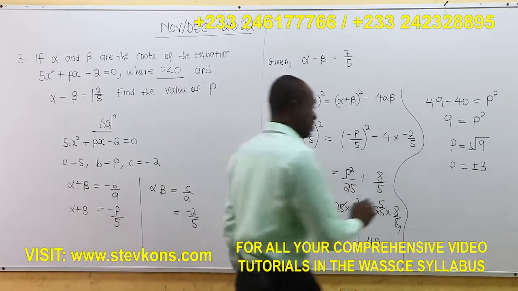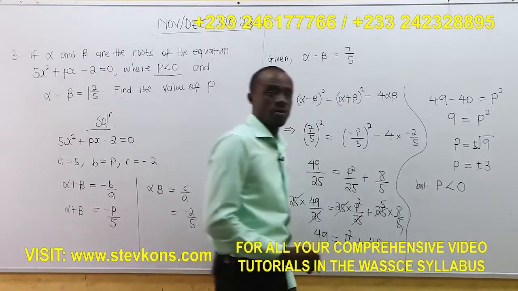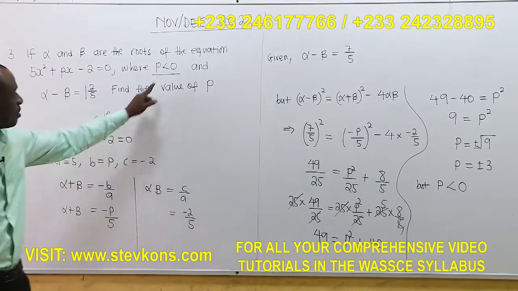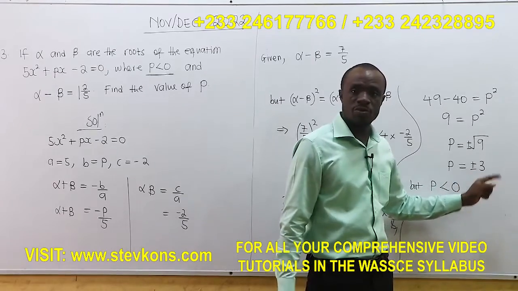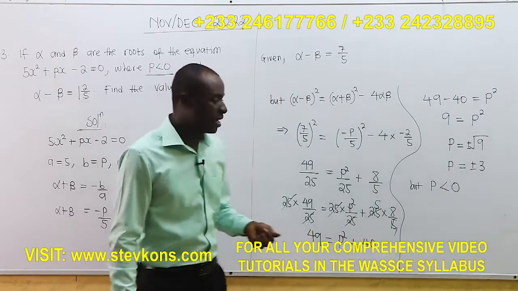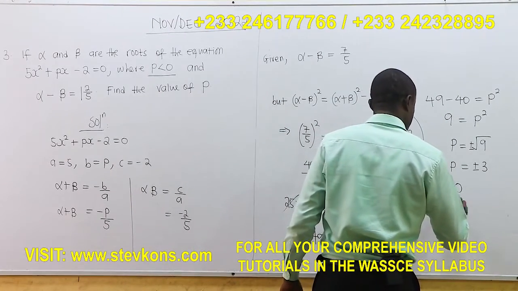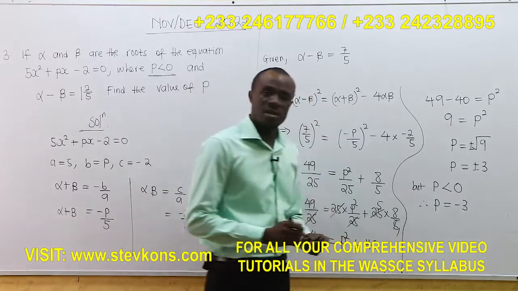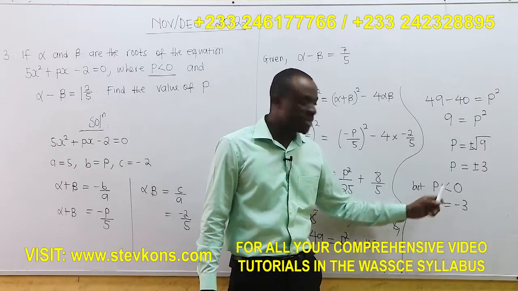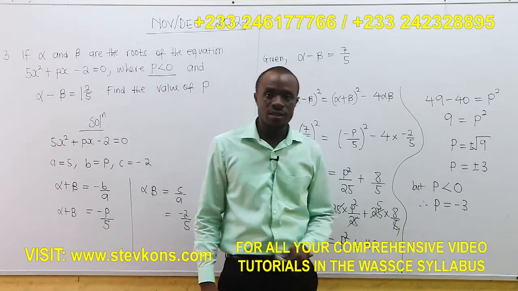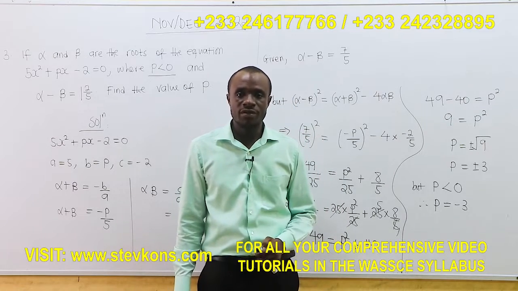But we are given in the question that p is less than 0. So we have two possibilities: p is equal to 3 or p is equal to negative 3. Which one satisfies the condition given to us? Therefore, our p is equal to negative 3. We have positive 3 and negative 3, but the condition says that p must be less than 0. Therefore, p is equal to negative 3. That's very, very easy, very trivial as well.